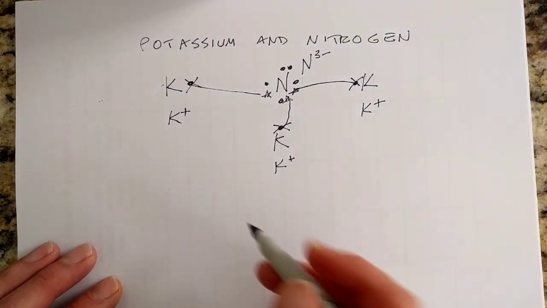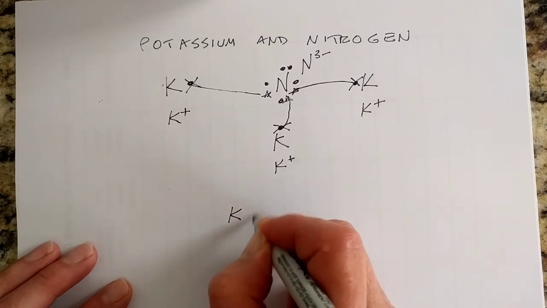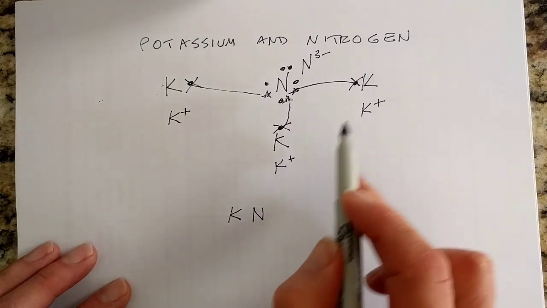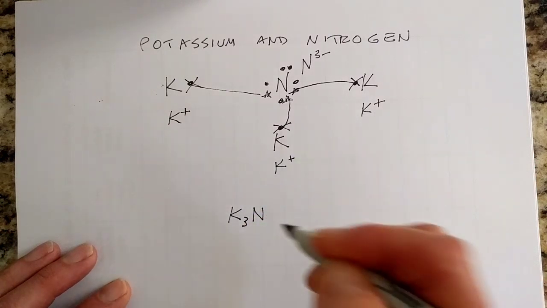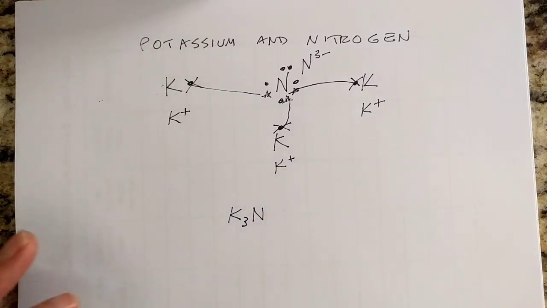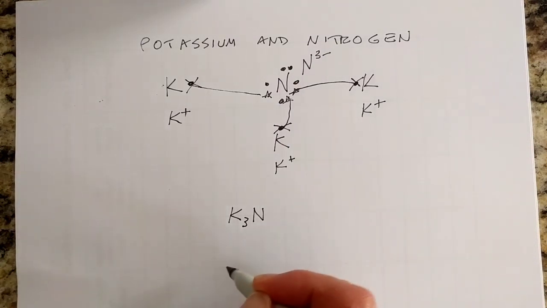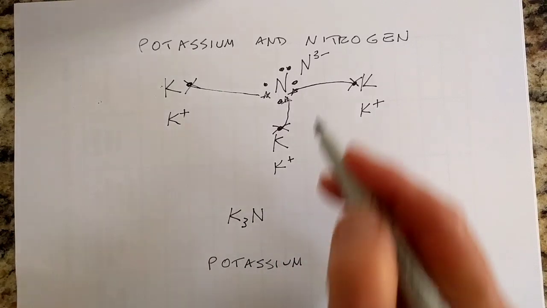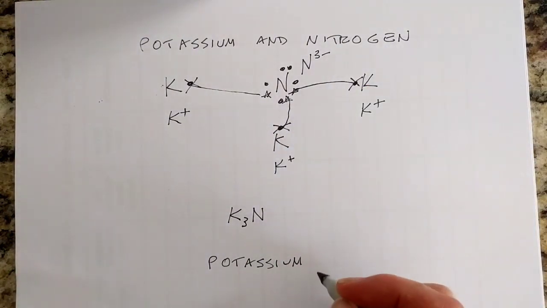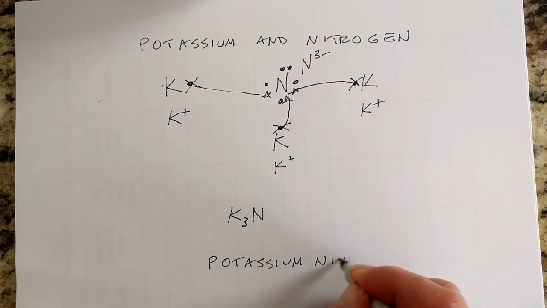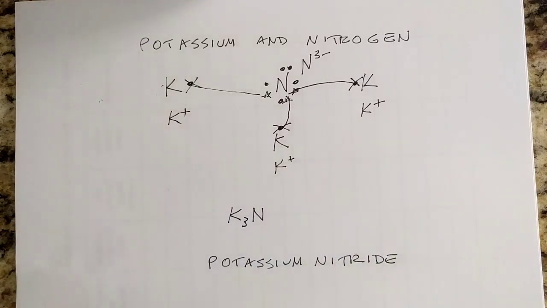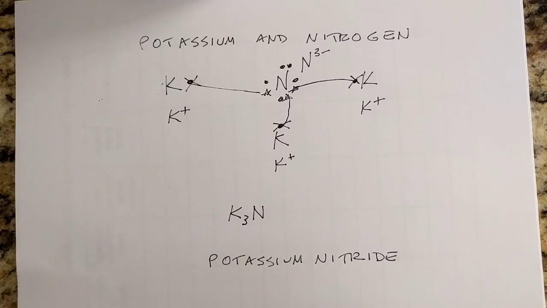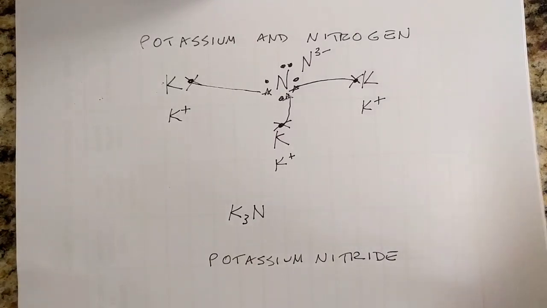So now we write our formula. We have K for potassium and N for nitrogen. We have 1, 2, 3 potassium ions and 1 nitrogen ion. So K3N is our formula. And our name: the ion is the same as the neutral atom, so it's potassium. And nitrogen is negative, it's the anion, so it ends in IDE. It is nitride. Potassium nitride is the name of the compound formed from potassium and nitrogen.